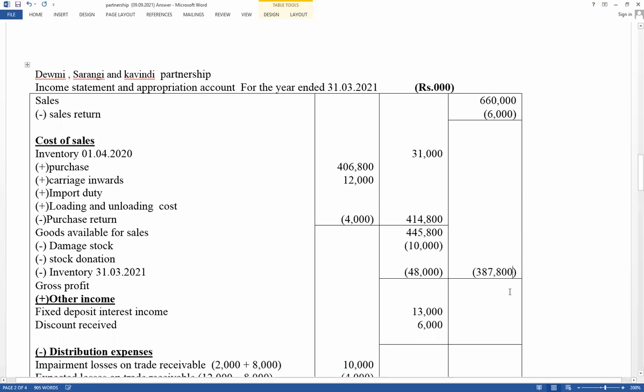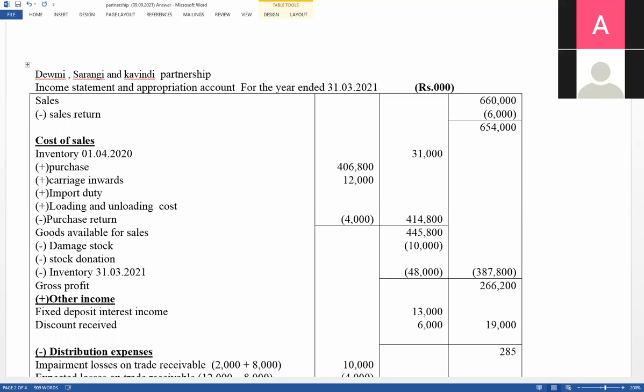Then try to calculate gross profit also. Here the correct value equals 654,000. Therefore, 654 minus 387.8, so gross profit equals 266,200. Other income total value equals 19,000. Therefore, plus other income, the total value equals 285,200.